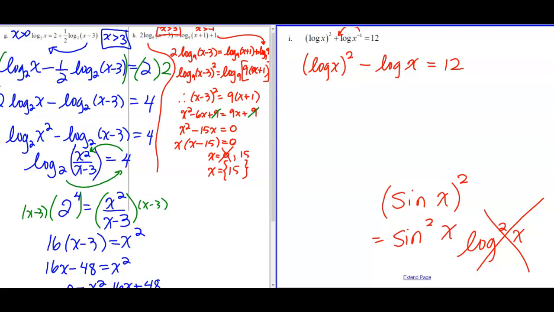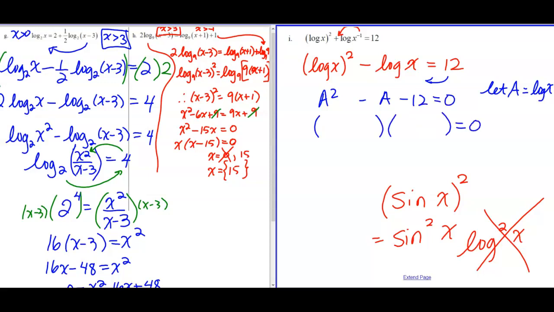Now I have, hey folks, a squared term, a term that's just to the exponent 1 per se, log of x, and a constant term. So just like we did for trig, and you don't have to show the substitution if you can factor it right away, but maybe what you're doing is let a equal log of x. So this would really be a squared minus a minus 12 equals 0. And then you can factor it.